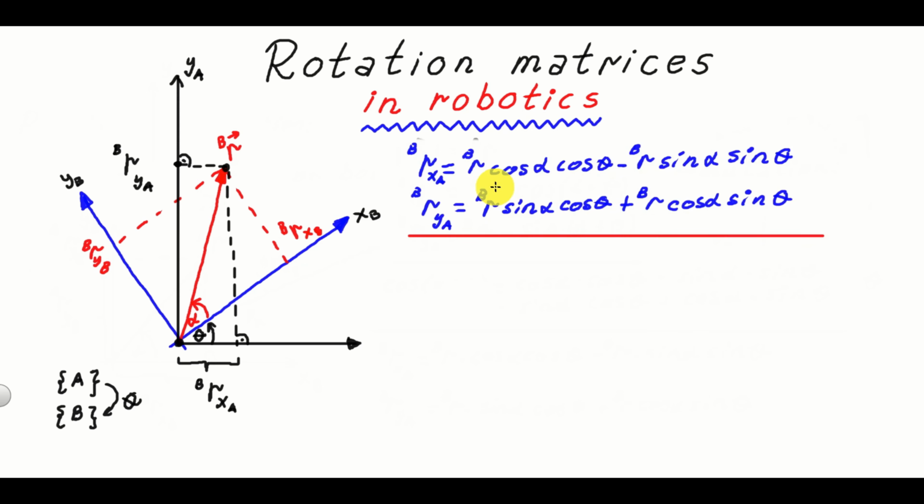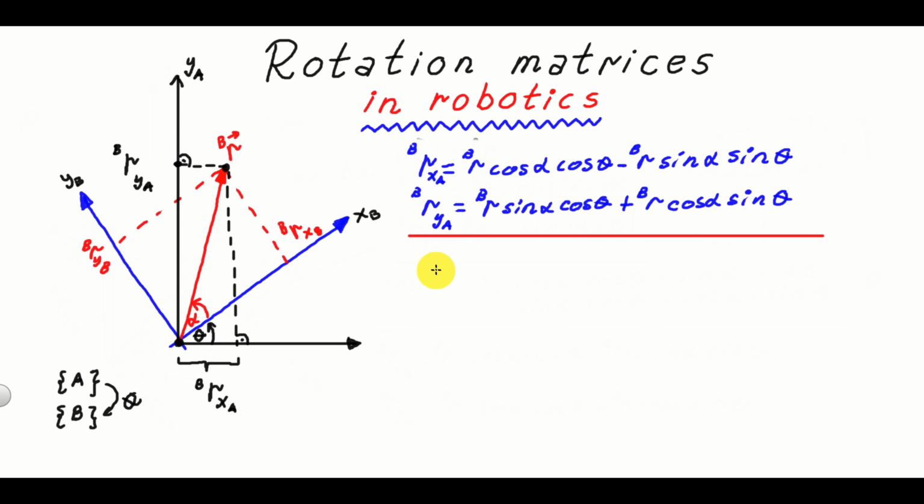Here for clarity, I wrote again these two equations. Let's analyze these two equations and let's consider this graph. So what is RB multiplying cosine alpha? Let's look at this graph. RB is actually the intensity of this vector, and here is the angle alpha. If we multiply RB by cosine alpha, we actually get this projection, RB xb.